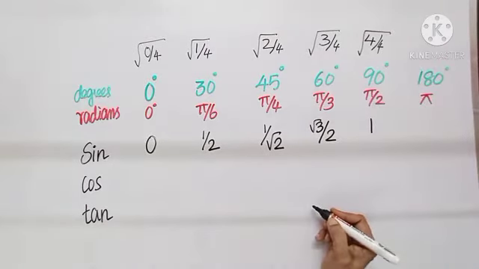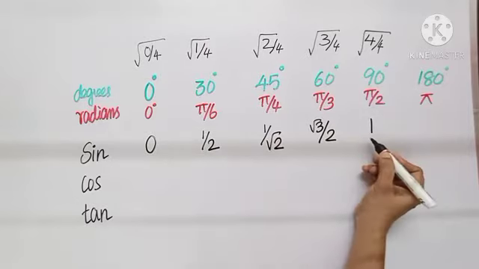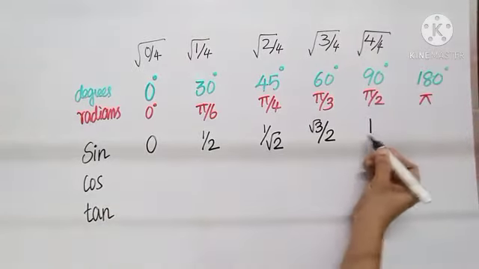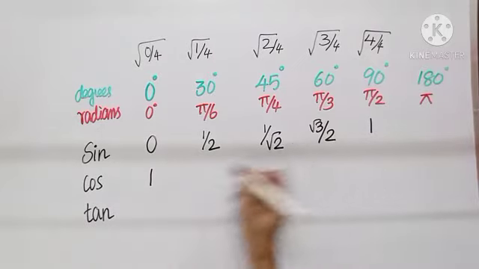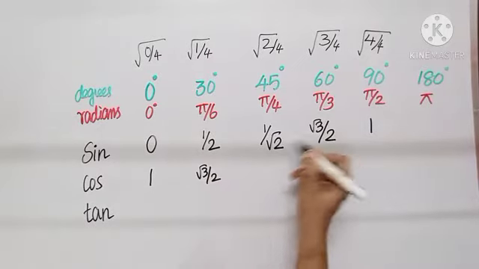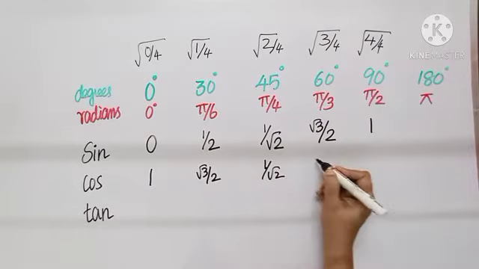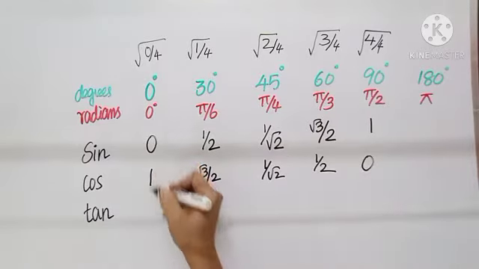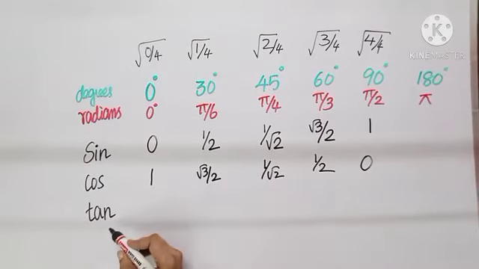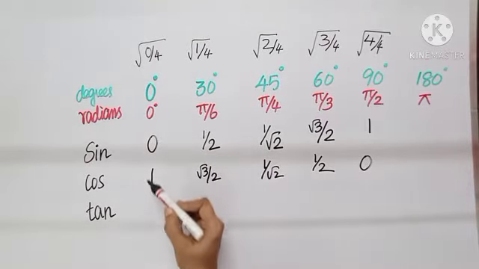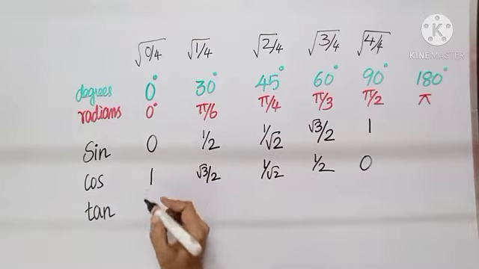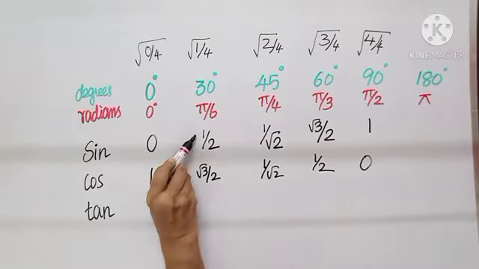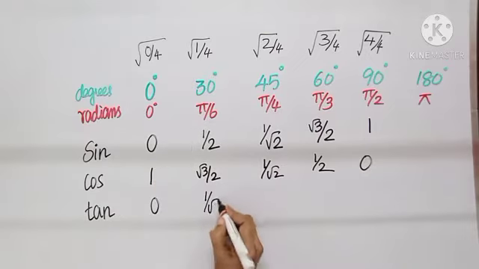Once I know these values, reverse and write for cos. So this number will come first, then root 3 by 2, then 1 by root 2, then 1 by 2, then 0. Once I know sine and cos, tan is nothing but divide sine by cos. 0 by 1, 0. By 2 cancels, 1 by root 3.